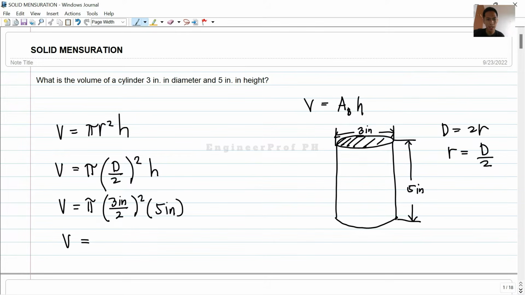So solving for that, using our calculator, solve lang natin siya. So that is pi times 1.5. So that's 3 over 2, 1.5 squared times height is 5 inches. And that gives us 45 pi over 4 or 35.34 cubic inches. So that is our volume of the cylinder in this problem. So that is our final answer for this problem. Okay, so let's proceed sa ating next problem.